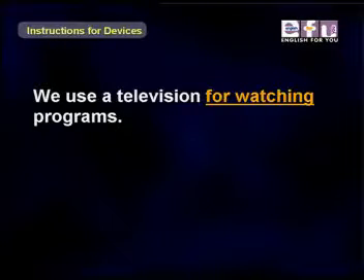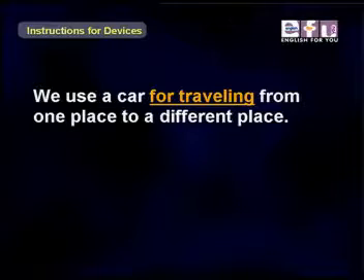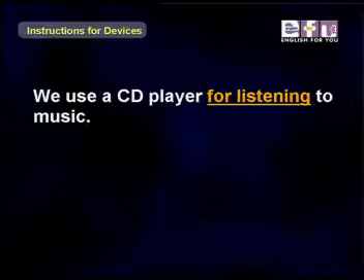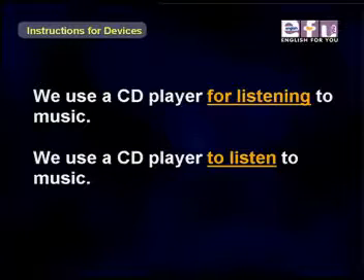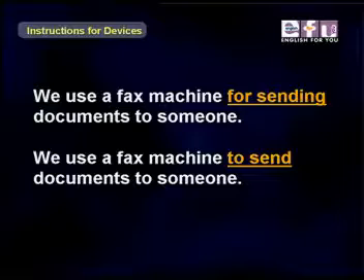We use a television for watching programs. We use a television to watch programs. Have the same meaning. We use a car for traveling from one place to a different place. We use a car to travel from one place to a different place. These sentences have the same meaning. We use a CD player for listening to music. We use a CD player to listen to music. Next examples. We use a fax machine for sending documents to someone. Same as we use a fax machine to send documents to someone.